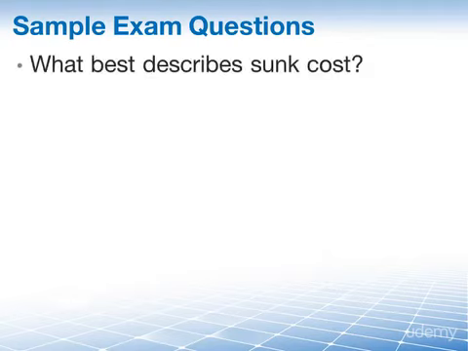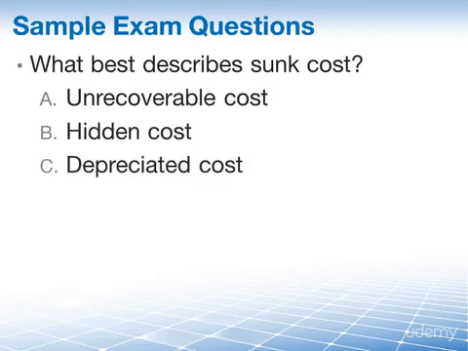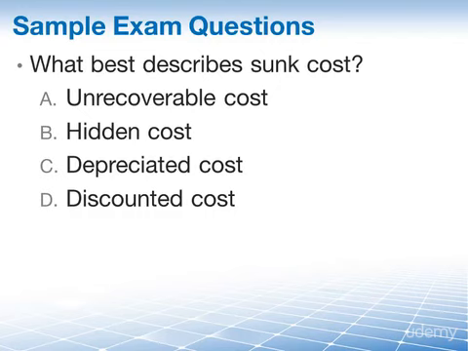So, what best describes sunk cost? Is it A, unrecoverable cost, B, hidden cost, C, depreciated cost, or is it D, discounted cost? The correct answer is, of course, A. Sunk cost is unrecoverable cost. Remember the example of the ship and cargo that was lost at sea when we talked about sunk costs. Those were unrecoverable cost. A sunk cost is a past cost which has already been incurred and cannot be reversed.